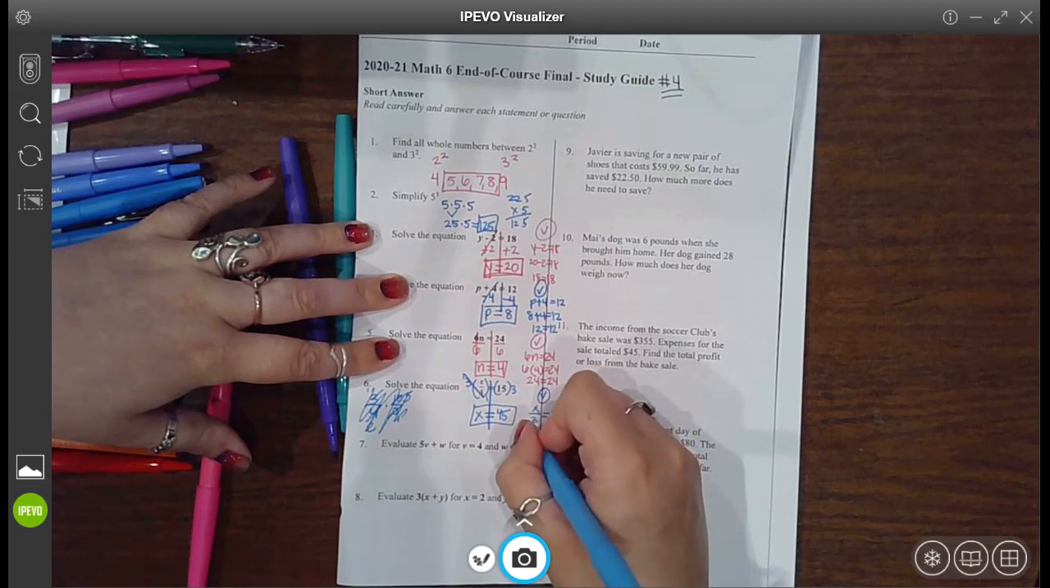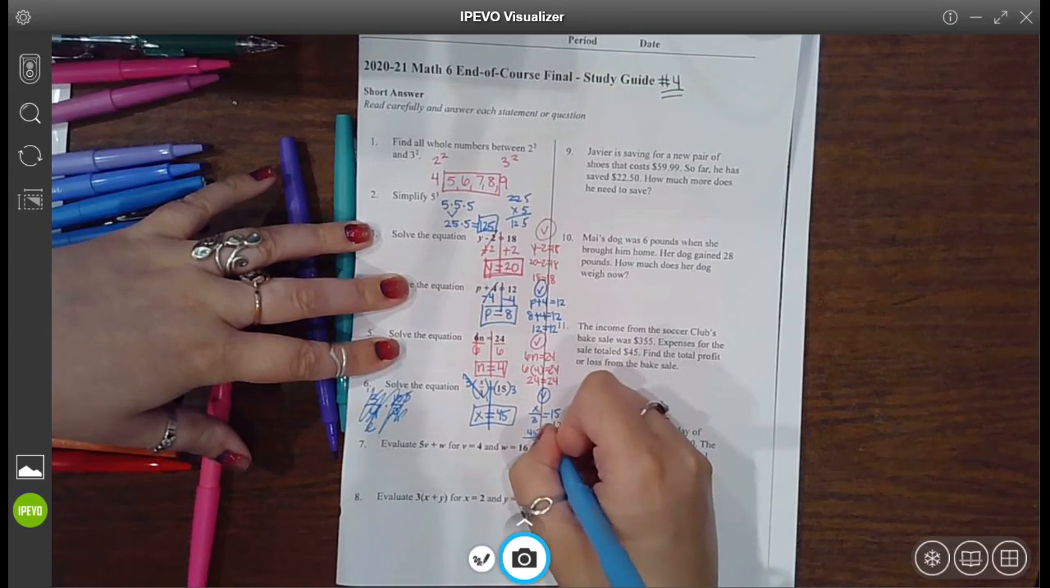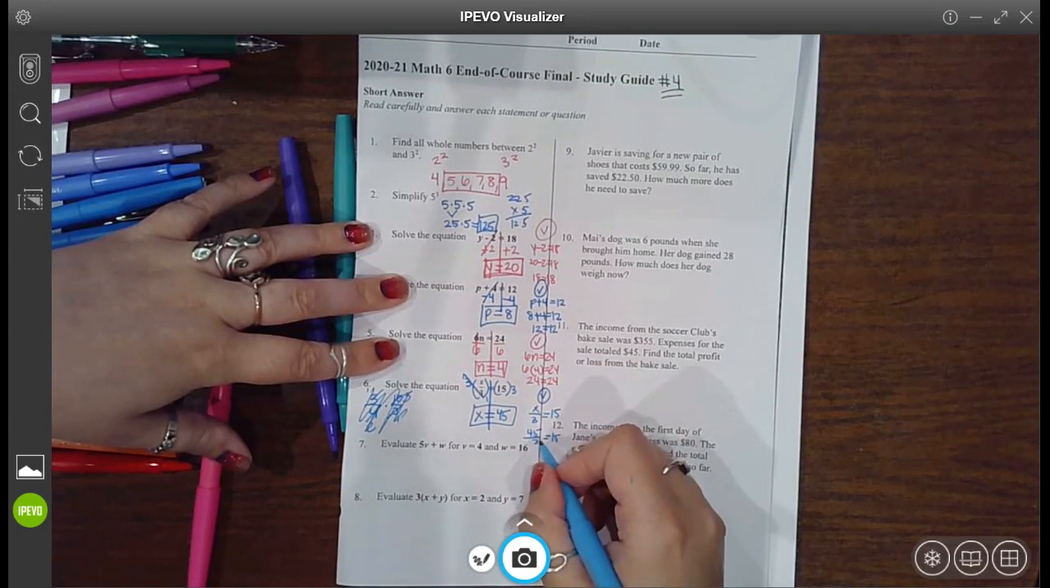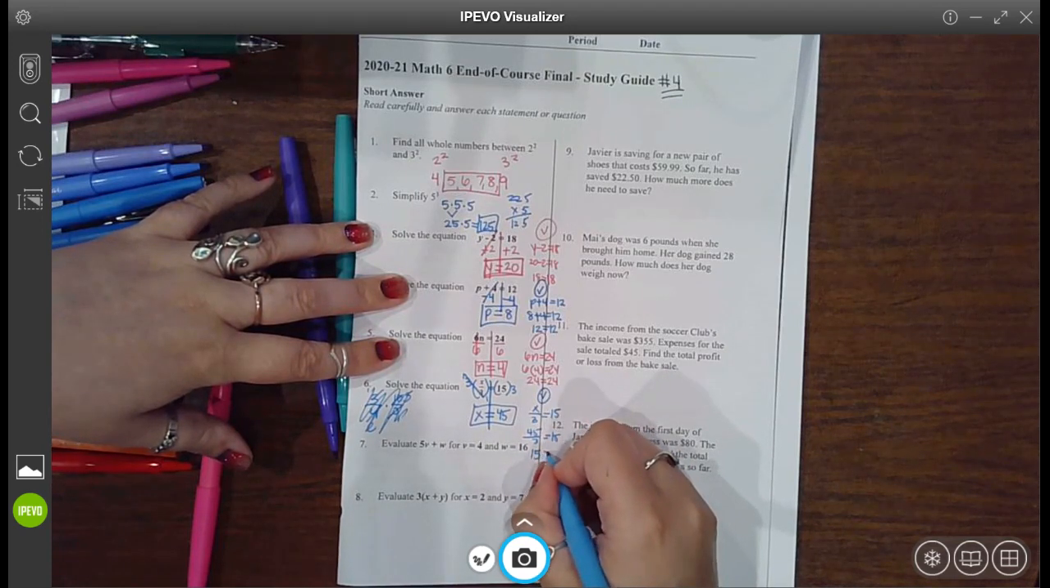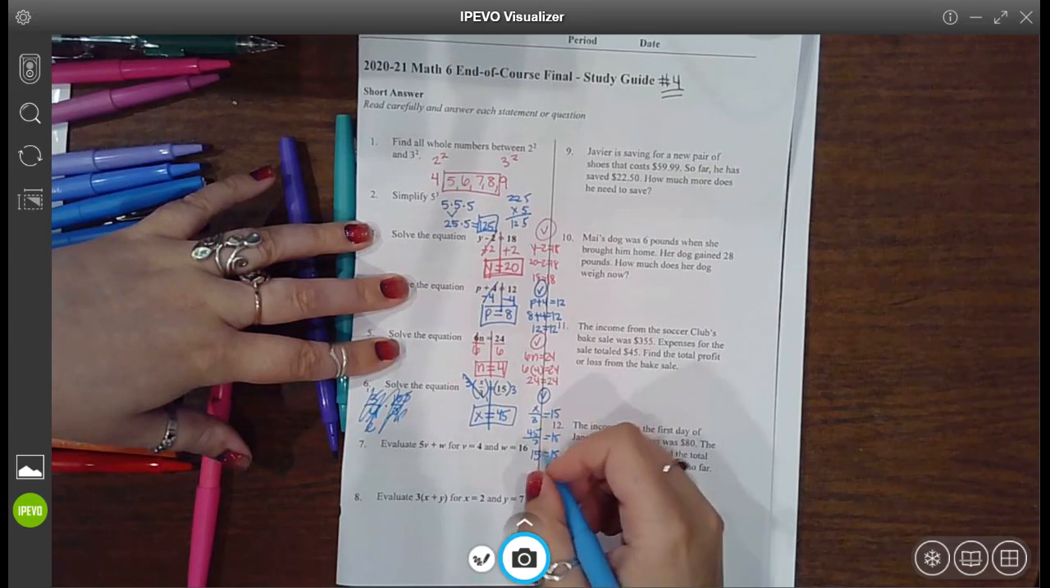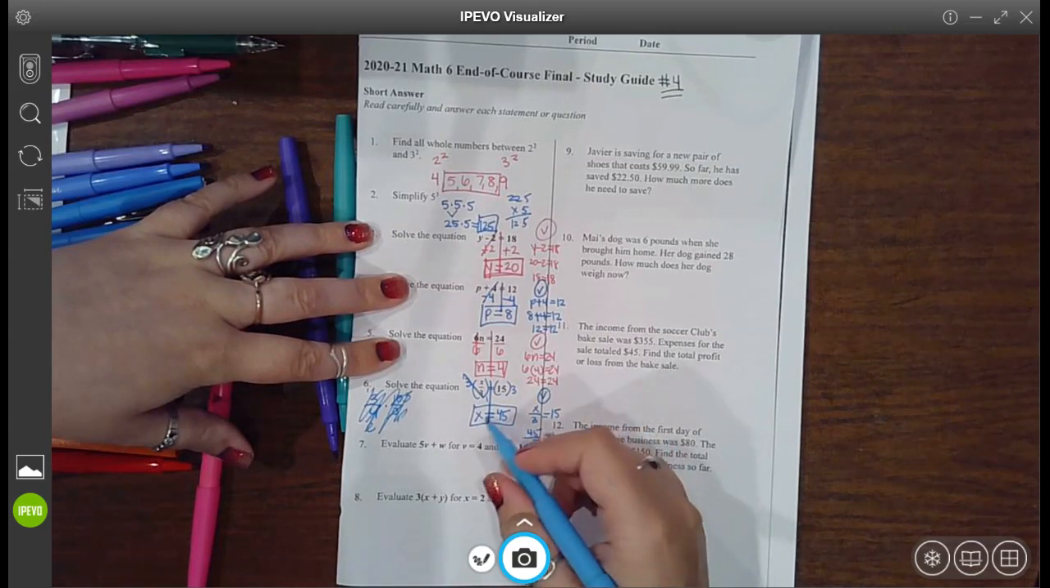Replace the x with the 45. When you have a fraction like this, it's saying top divided by the bottom. So 45 divided by 3 is 15, equals 15. True statement. 15 does equal 15. So yes, that's the right answer.